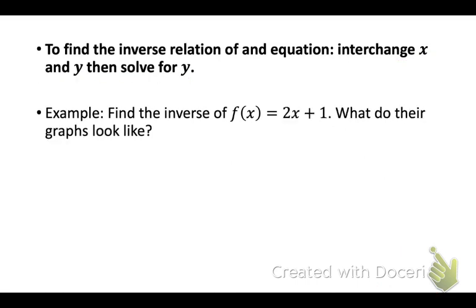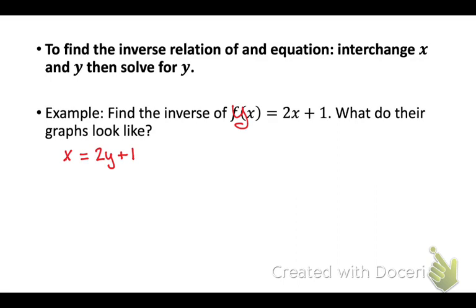Okay, so again, I just put the directions there. It says to find it, we interchange x and y and solve for y. So what would my new equation be? Because this is y, yes? So that would be x equals 2y plus 1.